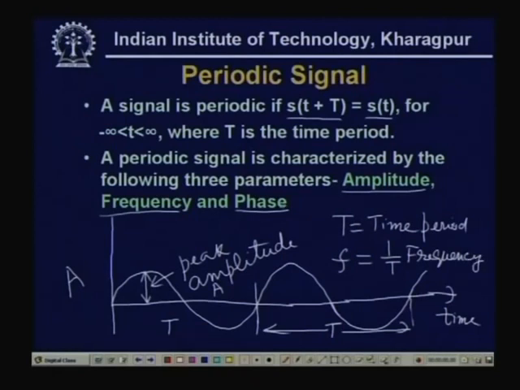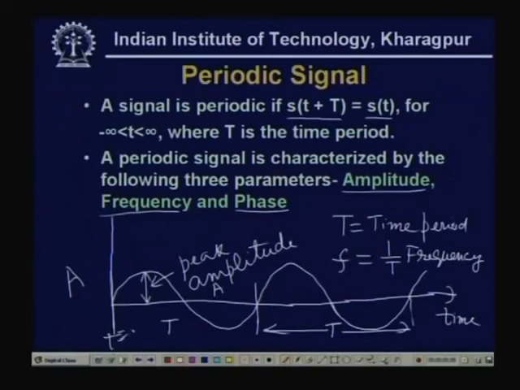Now, there is another parameter, phase, which is expressed between two different signals, the relative appearance of a signal with respect to another signal. For example, let us assume this is time t equal to 0. Here the signal value is 0, so we can say phase is 0. Later on we shall discuss in more detail about amplitude, frequency and phase.